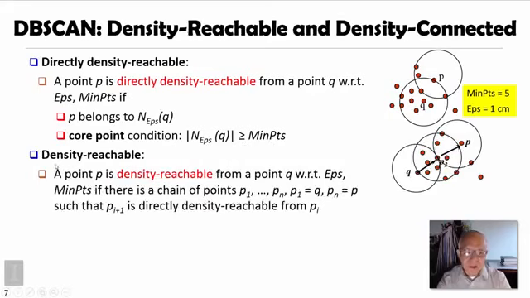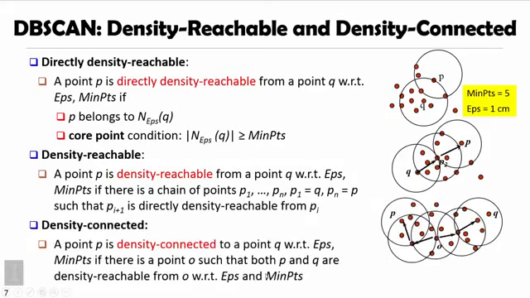Then we define another notion called density reachable. Density reachable means a point P is density reachable from a point Q with respect to the radius epsilon and minimum number of points if there's a chain, a transitive closure: you get points P1 to Pn, where P1 is Q, then you can go to P2, and eventually to P. Pi+1 is directly density reachable from Pi, so finally P is density reachable from Q because there's a transitive closure of directly density reachable.